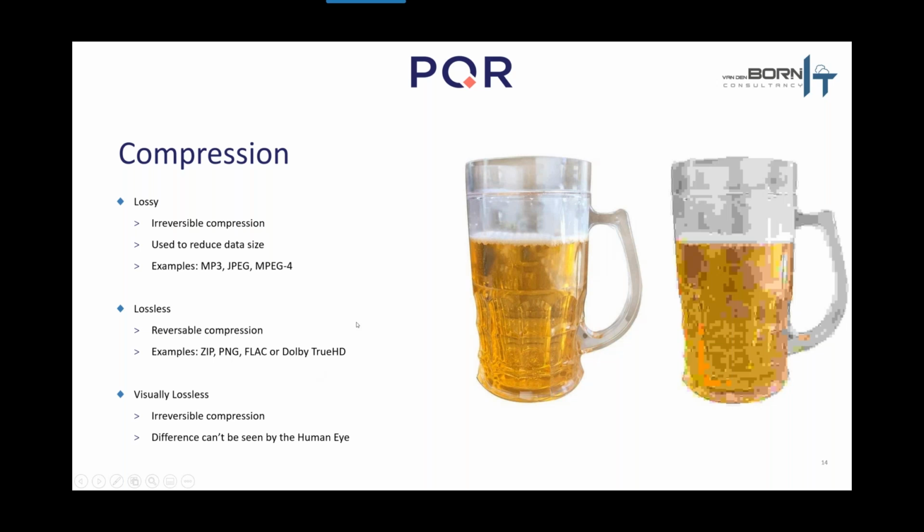On the other hand, we have lossless compression, and that's reversible, and that's a good thing. Otherwise, formats like zip or RAR won't be useful because you can't reverse it. Other formats are PNG for images, or FLAC for audio, or Dolby TrueHD, for example, which you will find on a Blu-ray. Those are all forms of reversible compression. So you compress something, but you can reverse it.